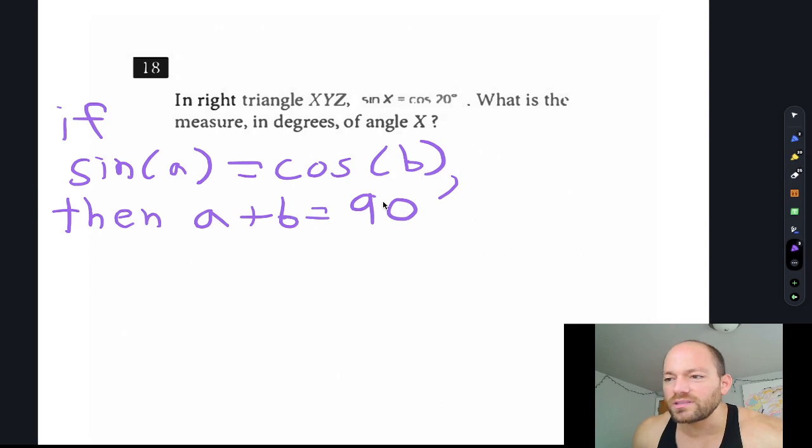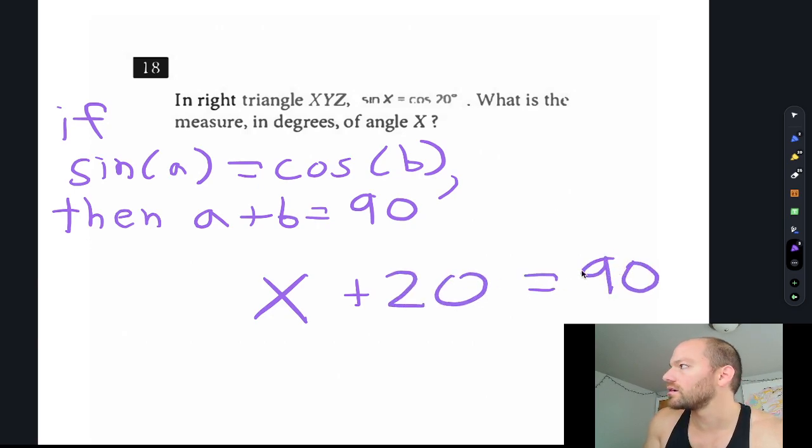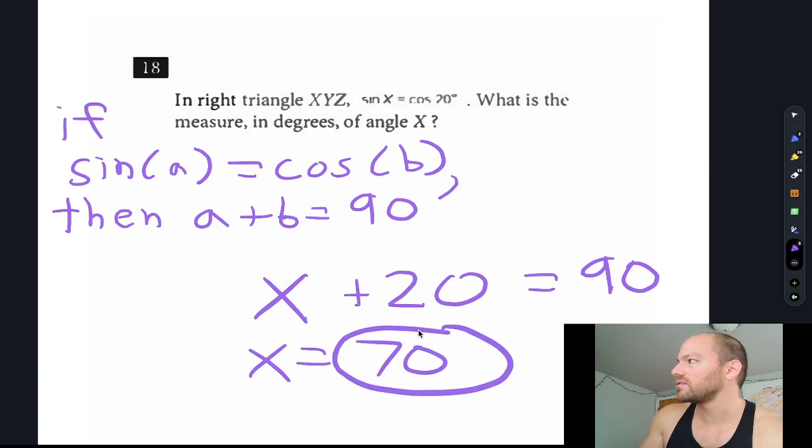In right triangle XYZ, if sine x equals cosine of 20, they're telling us that sine of one angle, x, equals the cosine of the other, 20. So what does that mean about those two angles, x and 20? It means they add up to 90. So x equals 70. Okay?